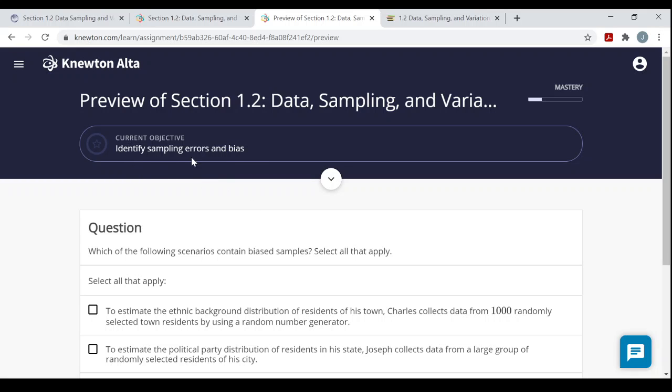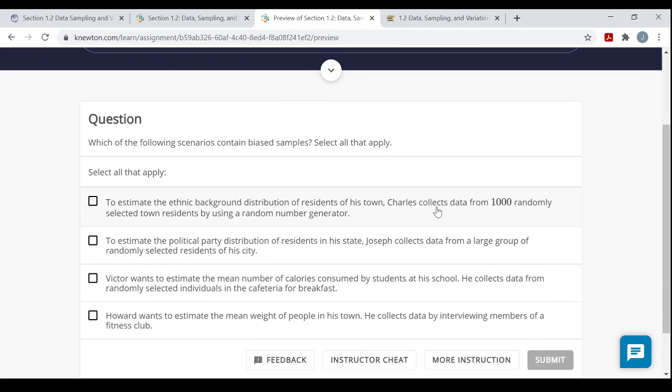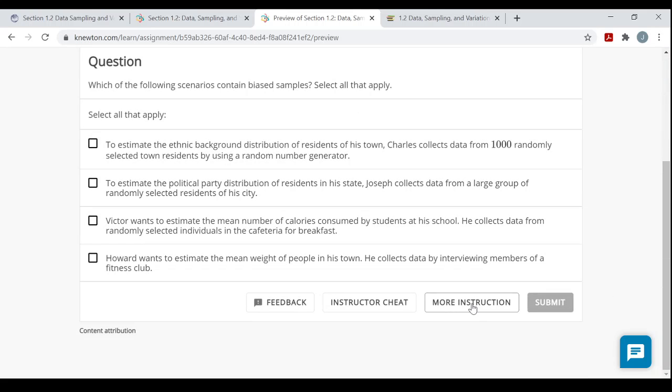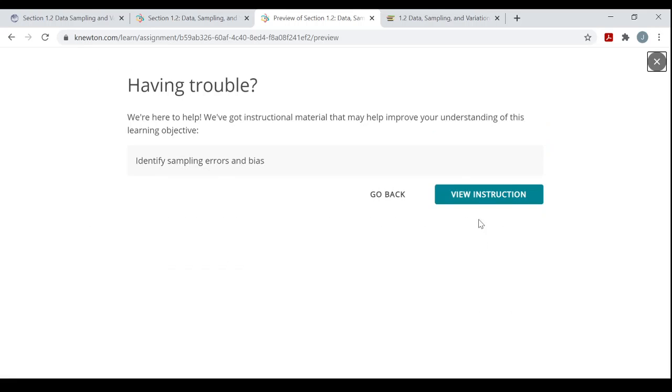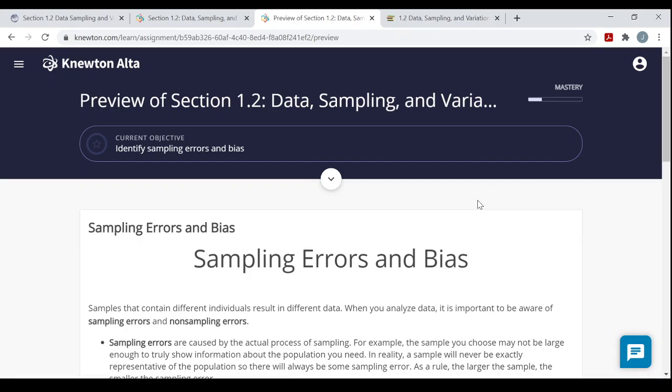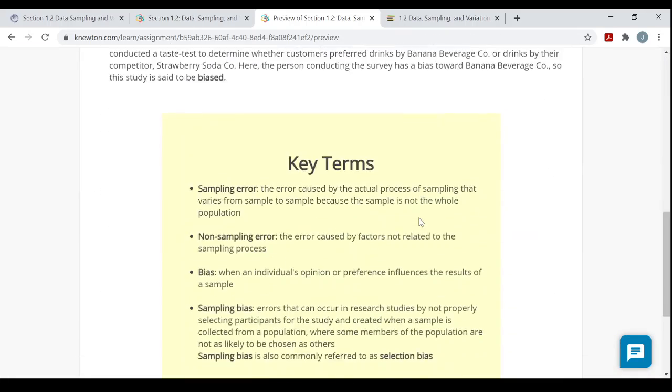Now it's again a new objective. Identify sampling errors and bias. And it's new because the circle's not filled in. Right now, look, I'm a quarter of the way through. I did one of the 4 objectives. Again, I'm seeing a new objective, so I'm going to go to more instruction, view instruction, right? And no videos this time, right?